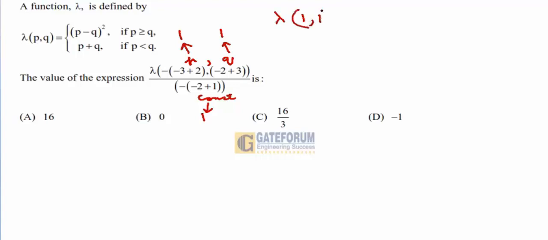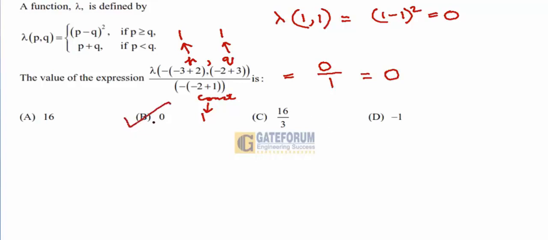1, 1 would be equal to 1 minus 1 whole square. So that would be equal to 0. And hence the value of this expression would be 0 by 1. That would be equal to 0. And hence we would say that our answer is B, 0.